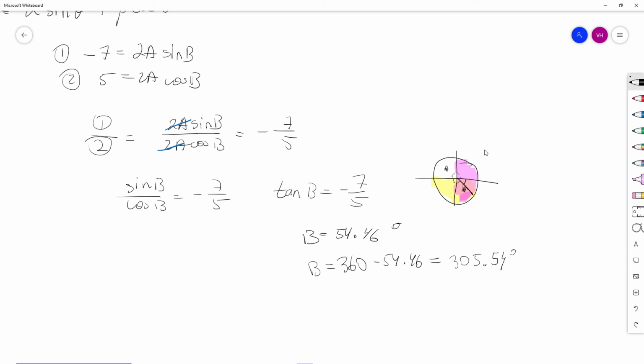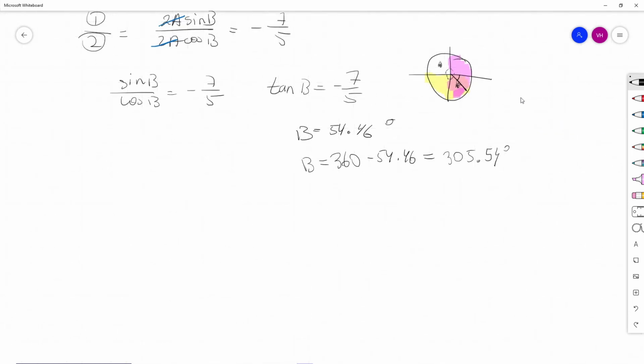And that's why it's not 54.46, because the tangent gives us the value of 54.46 if we do it through a calculator, but that's not the value. However, if we had negative cosine b and positive sine, then the answer would be in this quadrant, right? However, it's obviously not, so we're going to exclude that and keep our previous answer, 305.54, but that's b. So how do we find a?